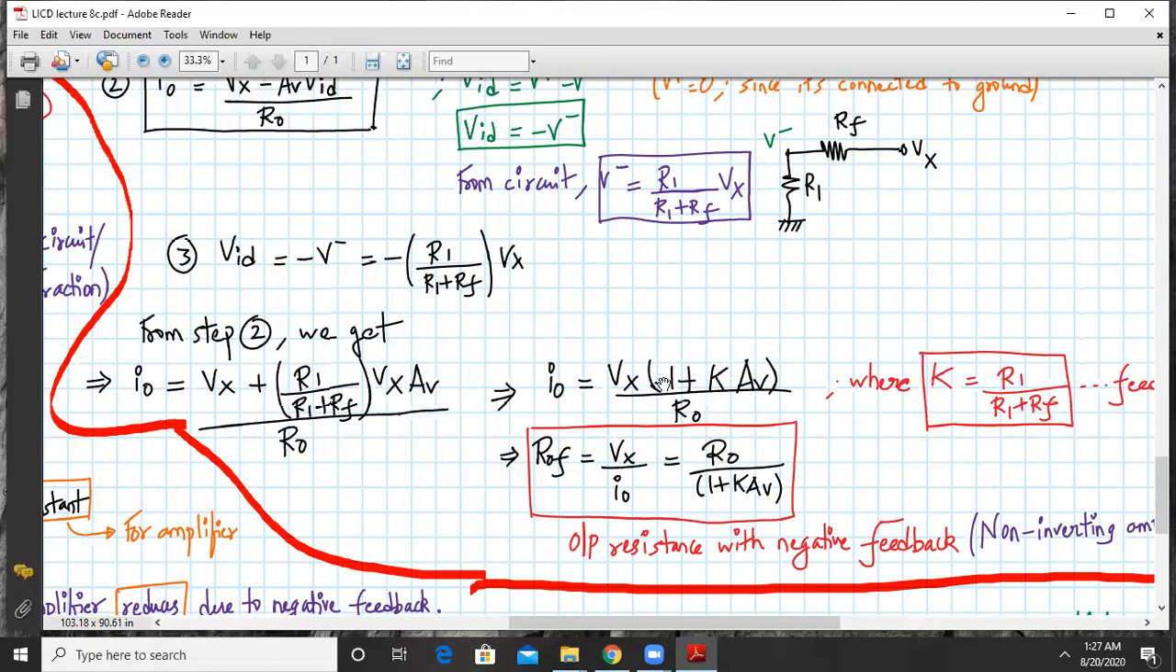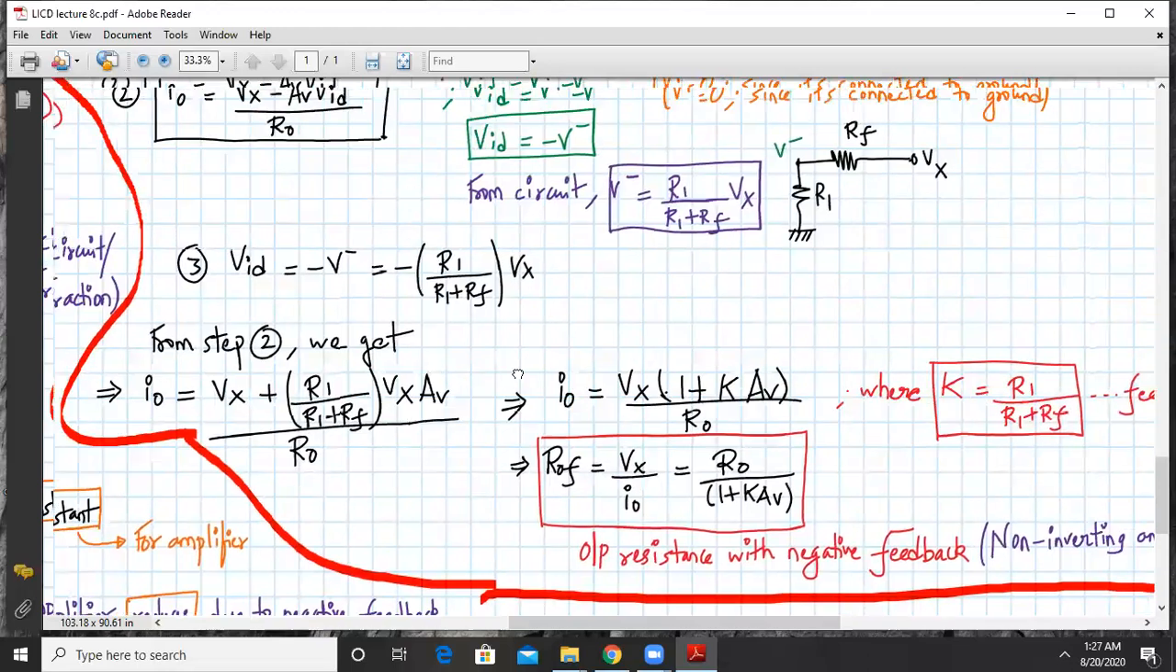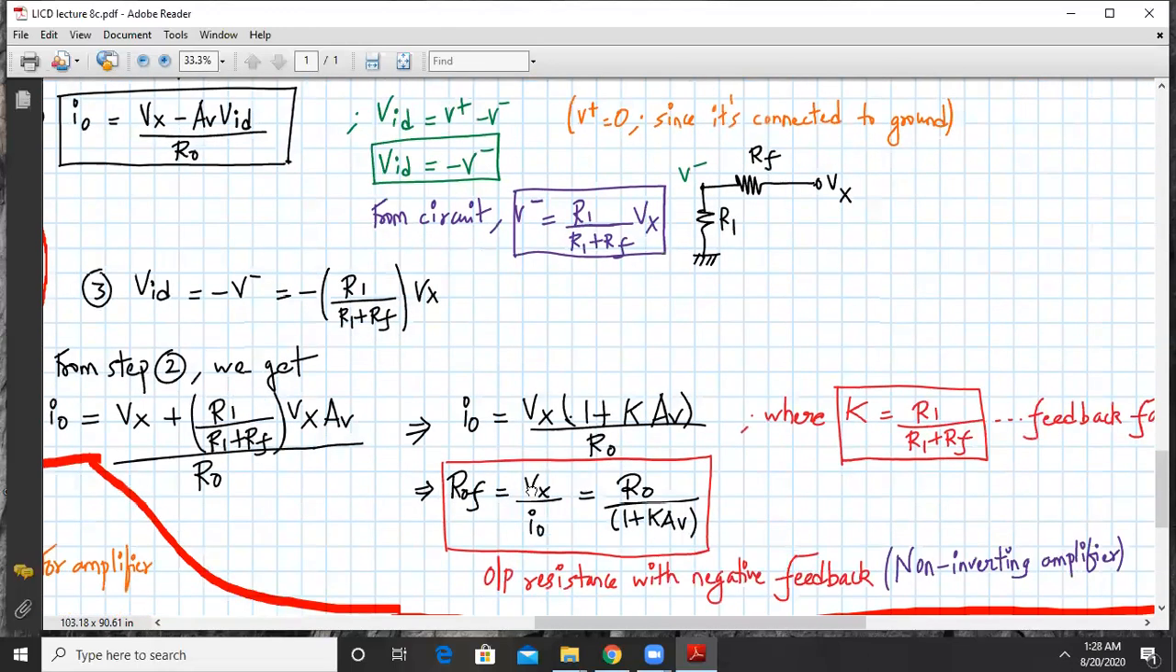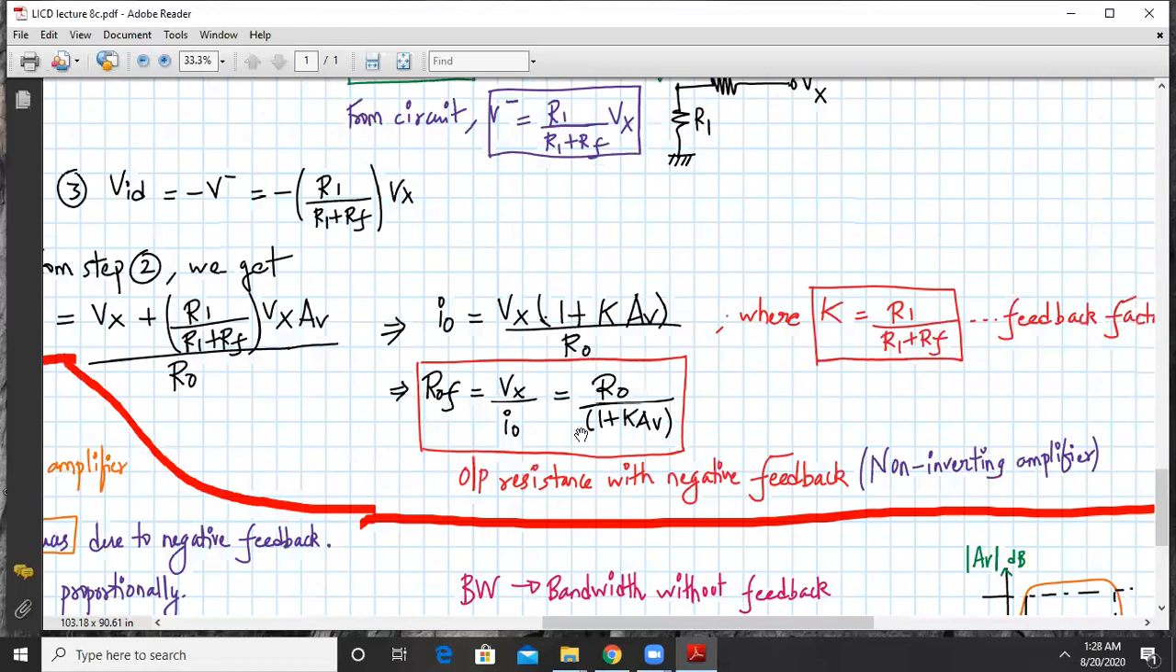And what will be ROF? ROF will be Vx upon Ix, and basically Ix is IO only. So ROF is given by RO upon 1 plus K times AV. This is my output resistance with negative feedback for a non-inverting amplifier. So what is the effect? It reduces the output impedance: the closed loop output impedance is even lesser compared to my open loop output impedance.